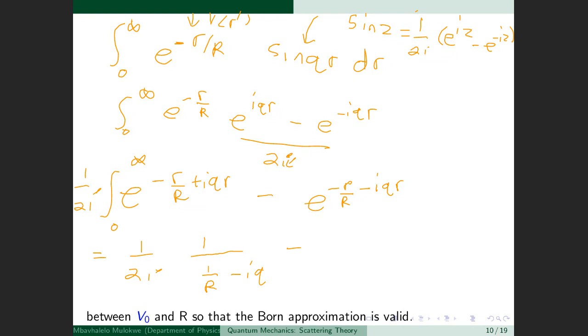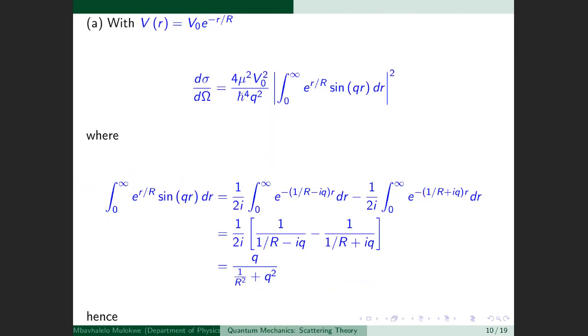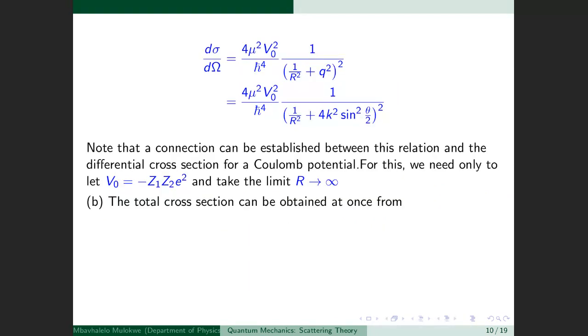I think even in the last question in the test, everyone got this step, but I prefer that you add these two fractions and write it in terms of a real number. Once you've simplified and done the algebra, this just gives you q over 1 over r squared plus q squared. Then you just plug this into the formula for the Born approximation. We found this integral was given by q over 1 over r squared plus q squared. One of them will cancel there, and just simplify everything. That's what you get.